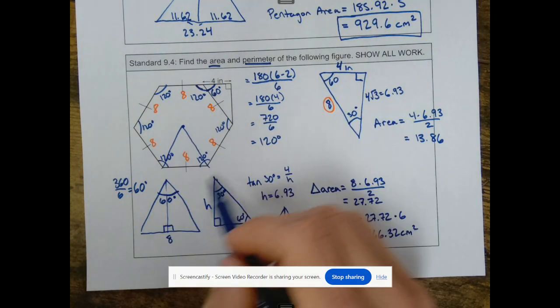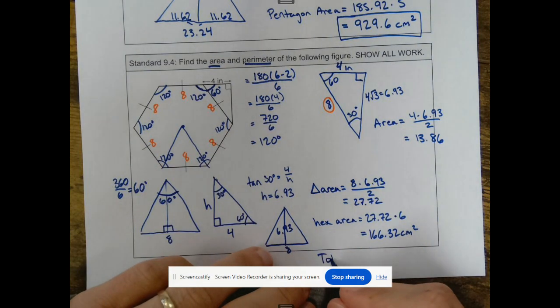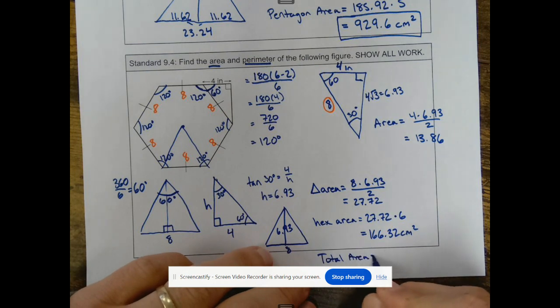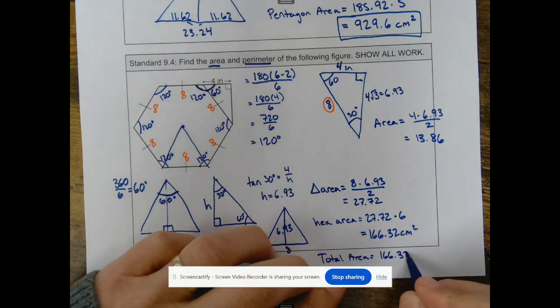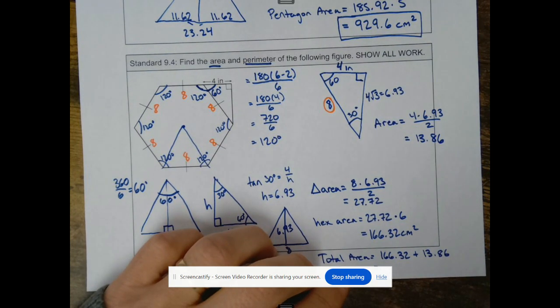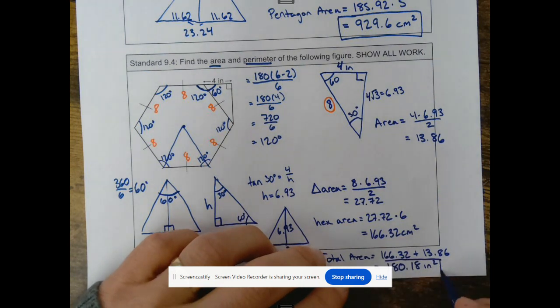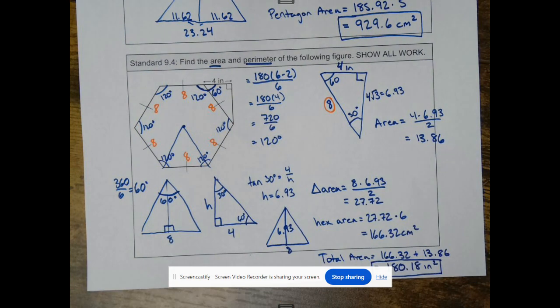Now, our goal in the original problem was to find the area and perimeter of the whole figure. So our total area is the hexagon plus that little side triangle. We add those two together, which gives us a total area of 180.18 inches squared. So that's my total area. I'm not done yet, though. I need the total perimeter.